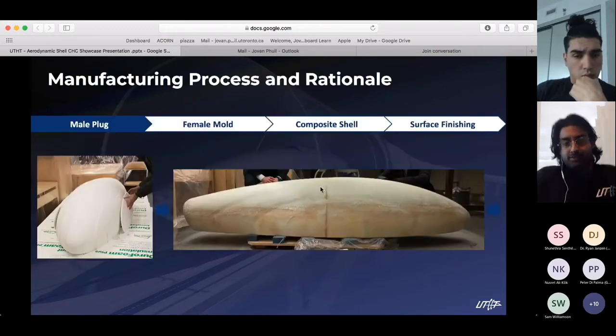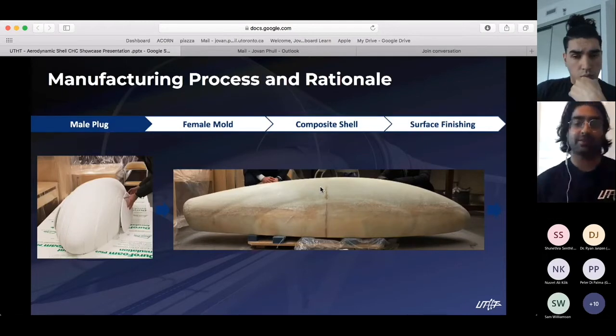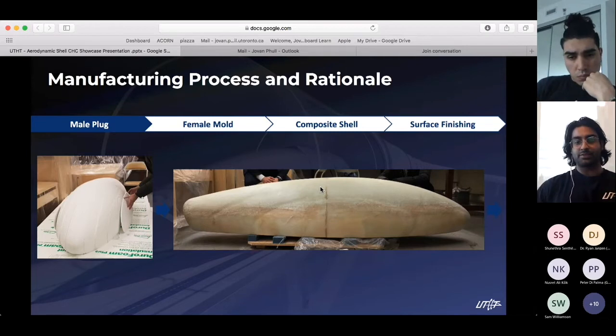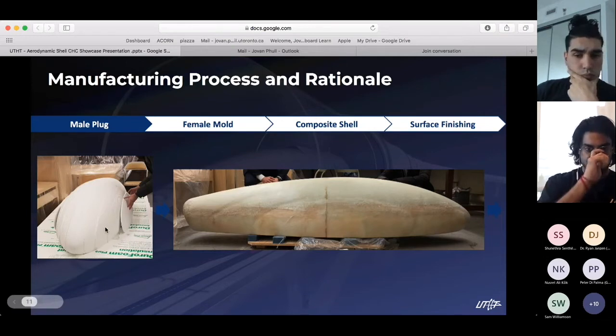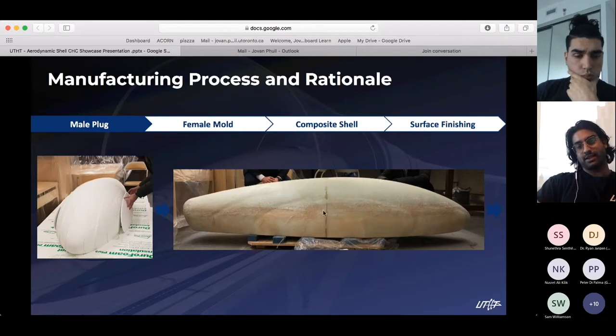So now we'll jump into how we're actually manufacturing, and we can take you through what we've done so far and what we plan to do in the near future preparing for CHC. So we started with our male mold, or our male plug, which essentially is just pieces of foam that we CNC'd along the pod. As you can see in the picture on the left, we have 1, 2, 3, 4, 5, 6, 7, 8, 9, 10, I think, sections that are then cut in half as well.